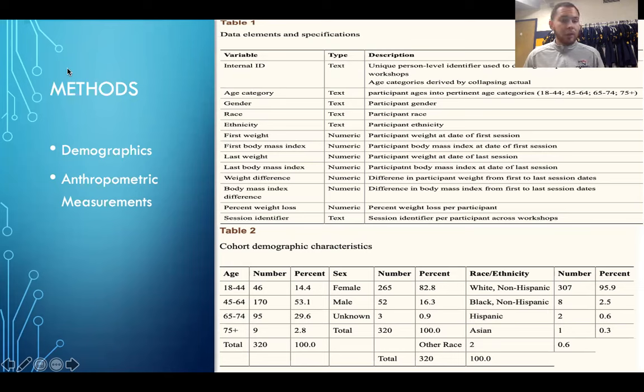Table 2 is going to show us the actual participants. So you can see that it varies in age ranges, it varies in sex, and it also varies in ethnicity. So it's a great group of people to conduct this study on because we have a wide variety for our population.